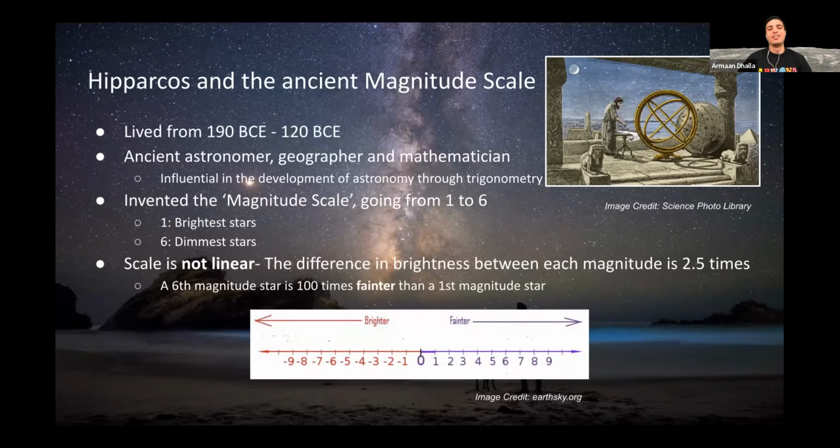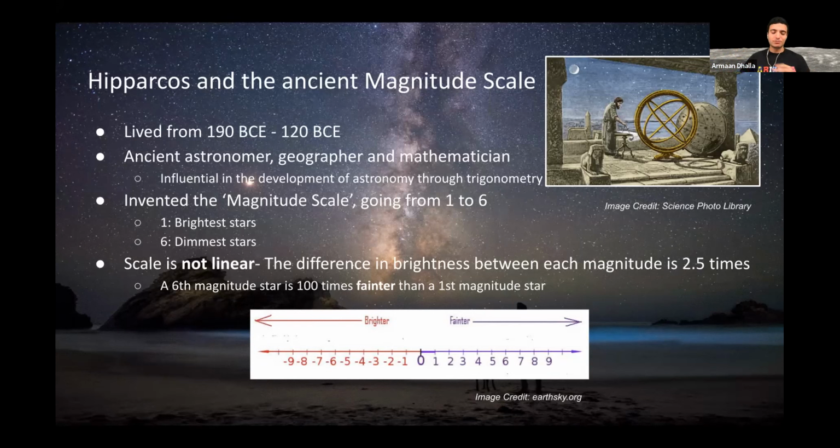On his scale, stars classified as 1 were the brightest, and stars classified as 6 were the dimmest stars. And I want to mention that the scale is not linear, which means that the difference in the brightness between each magnitude is 2.5 times that of the previous one. So for example, a 6 magnitude star is 100 times fainter than a 1st magnitude star. Remember, as you go up the scale, the stars become fainter, and as you go down the scale, the stars become brighter.